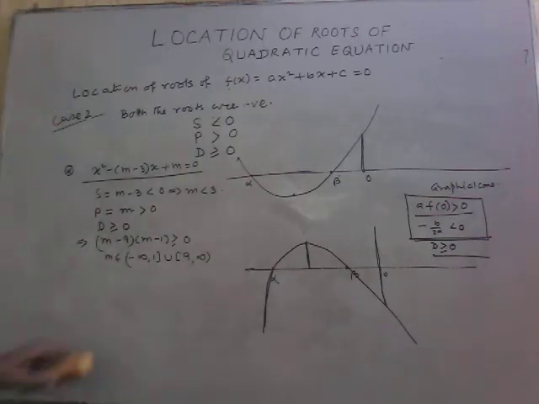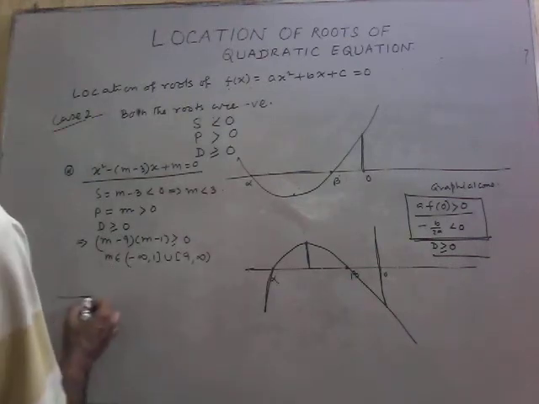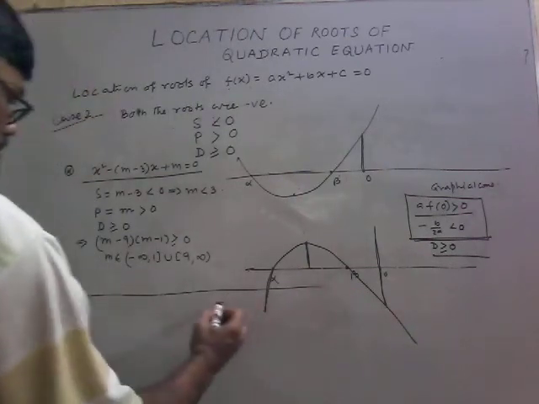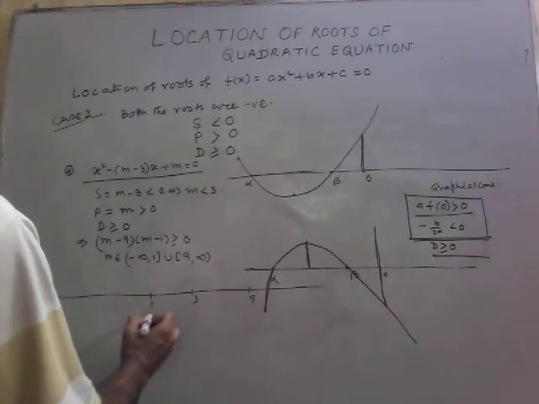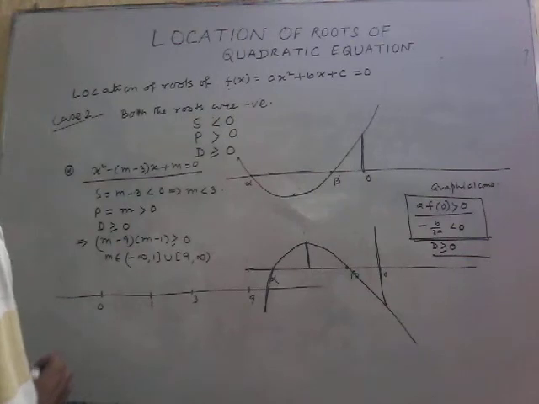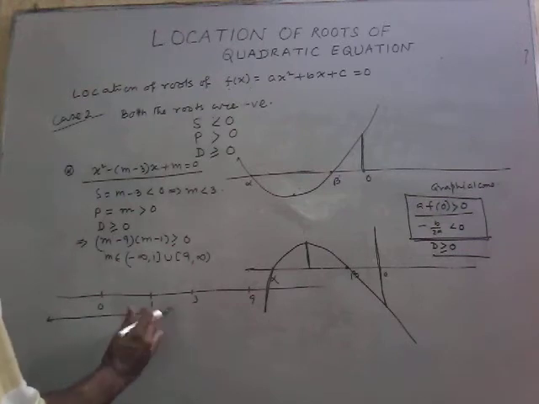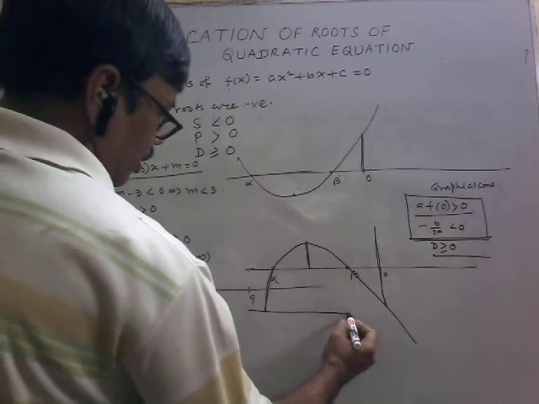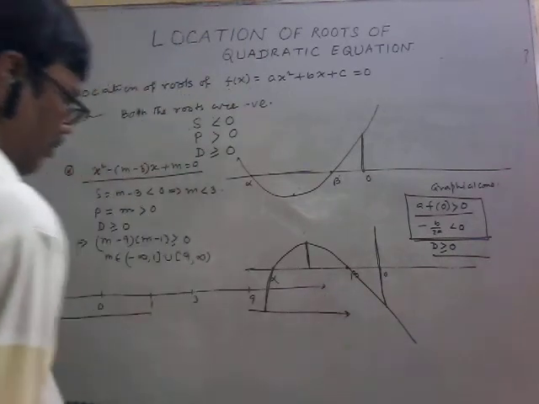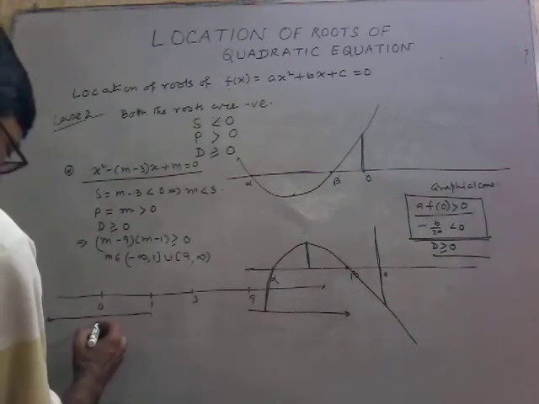So now look, what is our common region? So look, this is 9, this is 3, this is 1, this is 0. So in this case the figure will be like that, touching 1 and 9 to infinity, this one. This is the third case. m greater than 0.